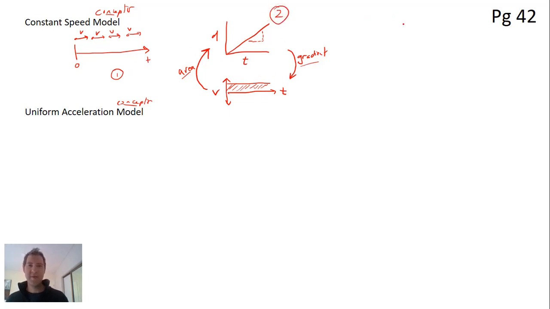Motion maps, graphs, and the third way is we've got an equation. And we came up with this equation ourselves when we did our experiment with the little buggies. The equation we ended up coming up with was velocity is displacement over time, or displacement equals velocity times time. And it's really important that this is only used for constant speed or constant velocity.